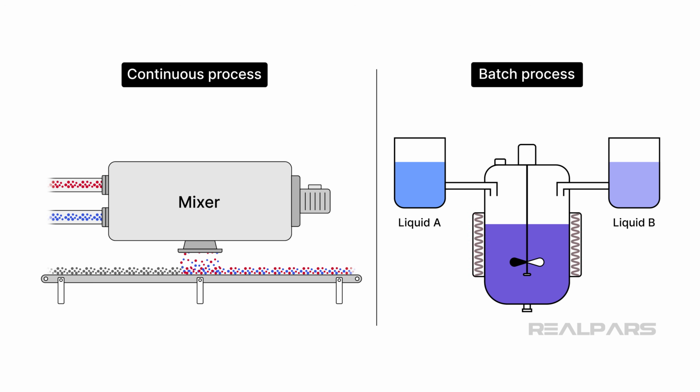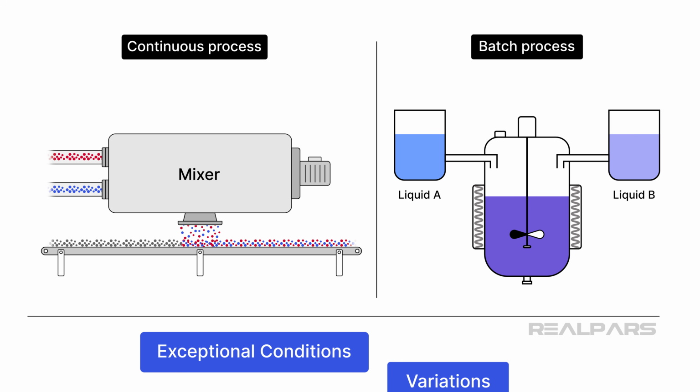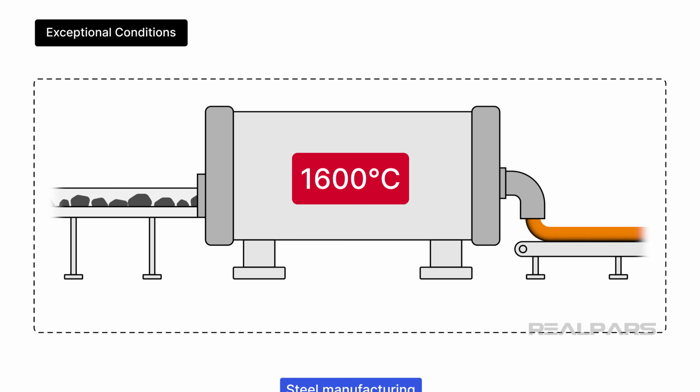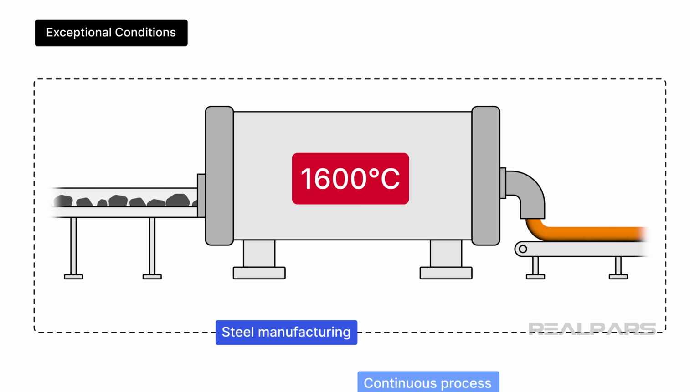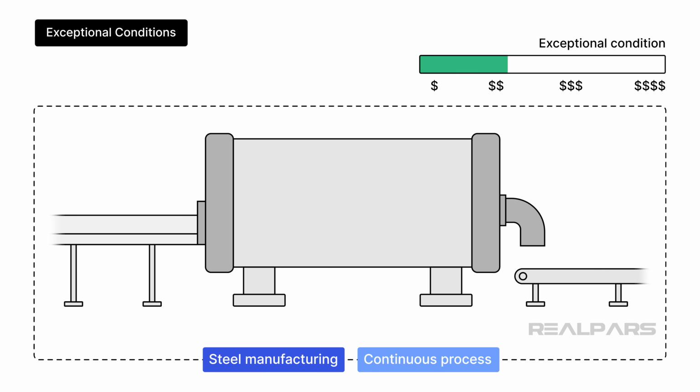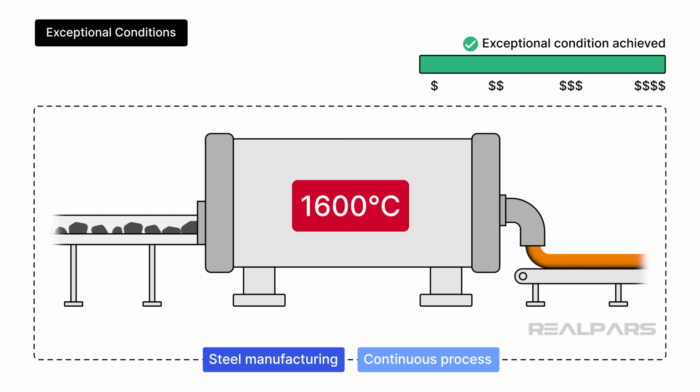When it comes to deciding if they will use a continuous or a batch process, companies consider several factors, including exceptional conditions and variations. If an output requires some exceptional conditions, such as an extreme temperature in steel manufacturing, then a continuous process will probably be used. This makes sense because it is very expensive to reach the exceptional condition, so once it has been achieved, you want to produce as much material as possible without stopping.